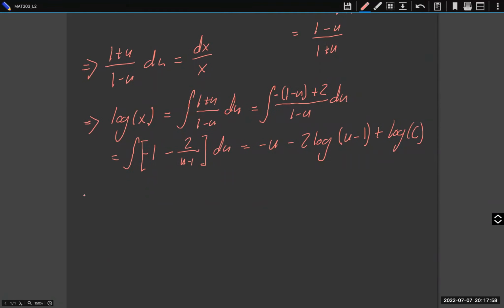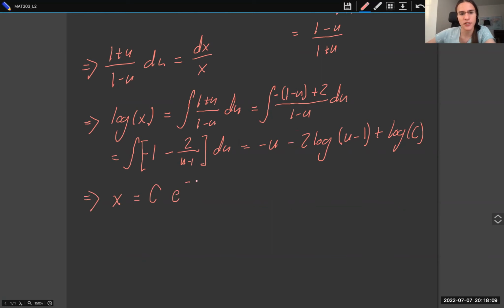So what we get as a result when we exponentiate is that x is equal to c times e to the negative u minus 2 log of u minus 1. And I'm just going to split that. Right? And so when I split that up, it becomes a bit cleaner.